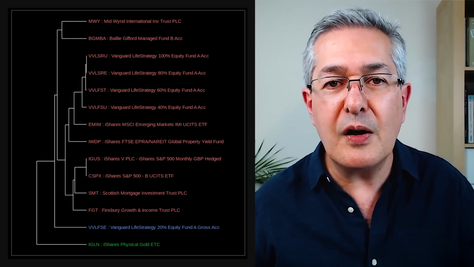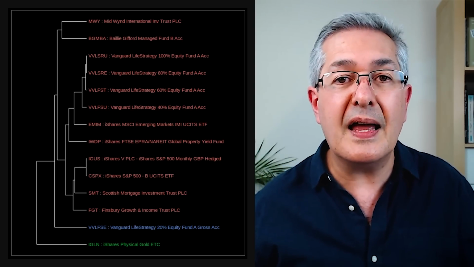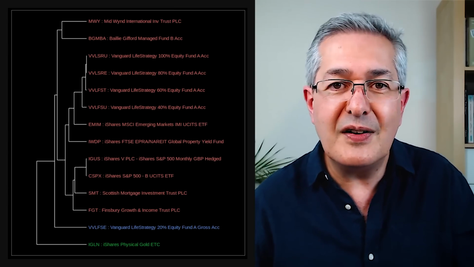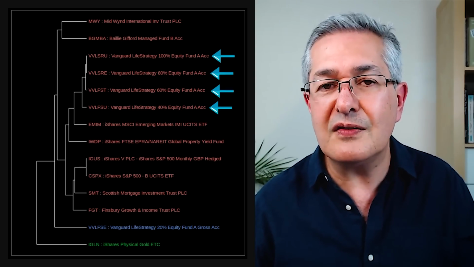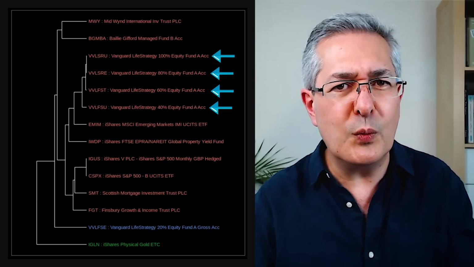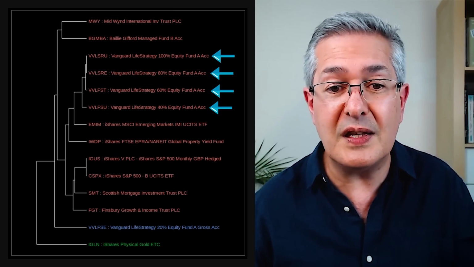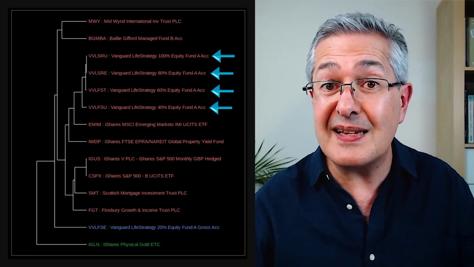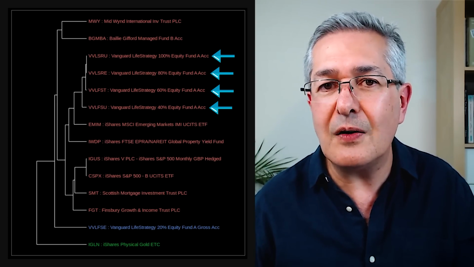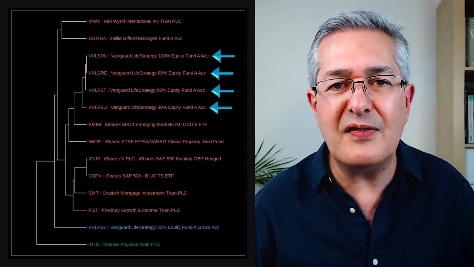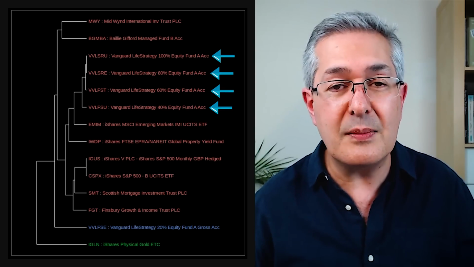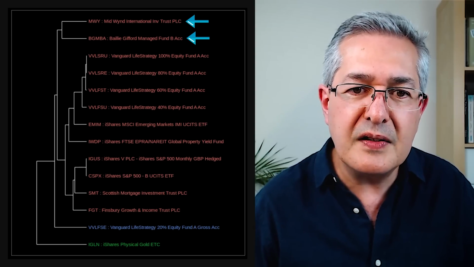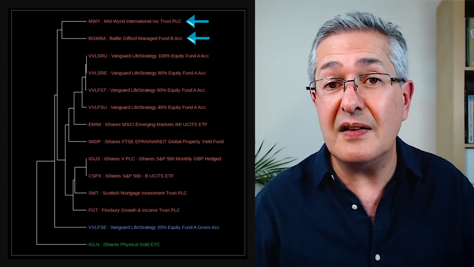So here's a portfolio that somebody showed me a while back, and you can see the correlations amongst the investments which they've made. For example, they've got lots of Life Strategy funds from Vanguard. Now, why would you have more than one of these? You can see they're all highly correlated with each other. They've got Life Strategy 100, 80 and 60 in the same portfolio, even though they're highly correlated. There's no diversification benefit here. They're essentially just buying more of the same thing. And sometimes the correlations are more subtle. For example, the Baillie Gifford Fund and the Midwinter International Investment Trust.